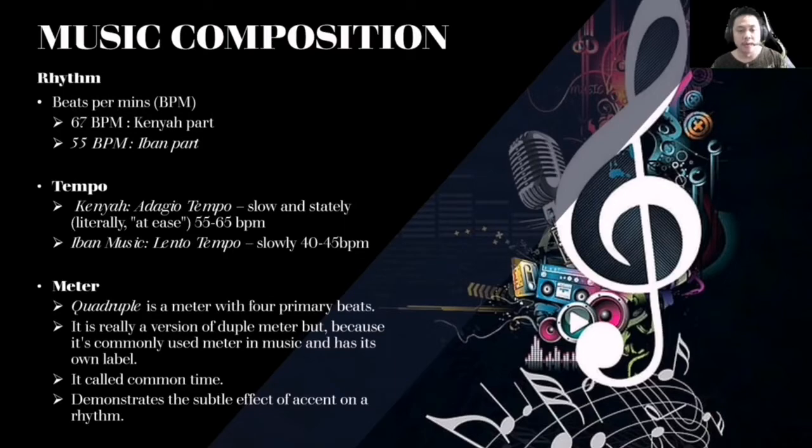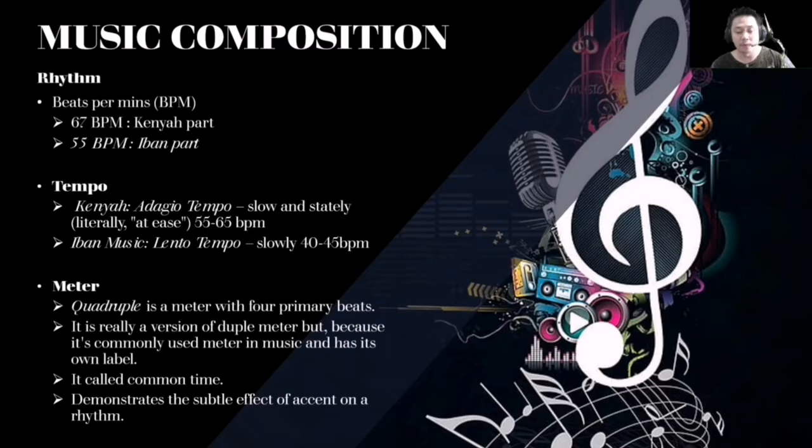For the music composition, I'm going to present how we composed this music. For the rhythm, we are using 67 BPM for the Kenyah part, and the Iban part is 55 BPM. It means one has a slightly faster beat and the other a slower beat.